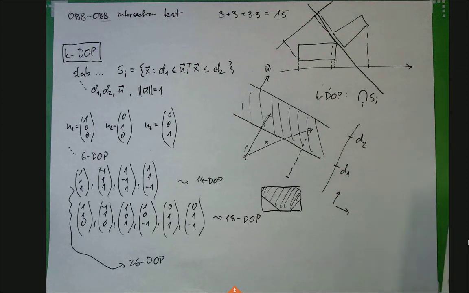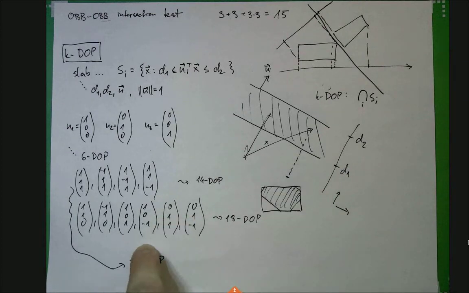Okay, so computing a minimal enclosing DOP is easy. It's just as easy as a minimal enclosing AABB. You just have more intervals where you need to compute the minimum and maximum coordinate. For the intersection test, you can do either an exact intersection test using SAT, just like we did for OBBs, or you can do just an approximate intersection test.